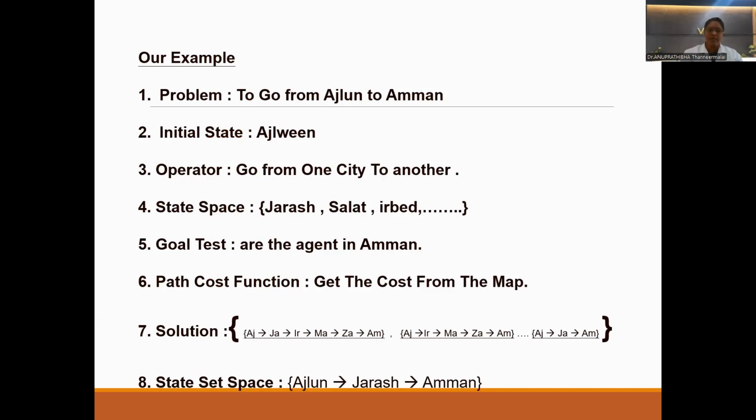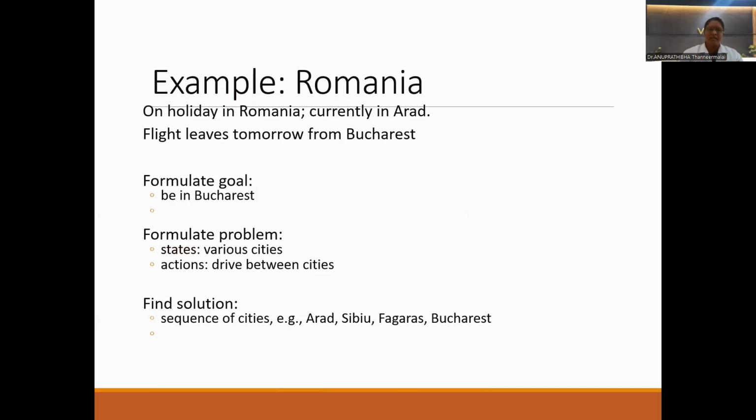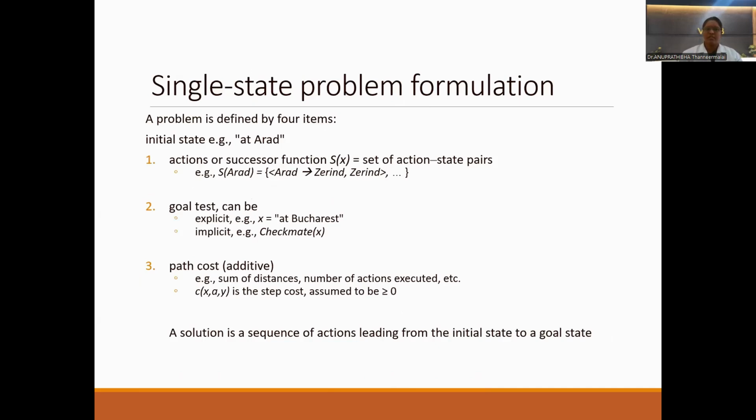This is an example I have given, a problem to go from Aslan to Amman. So this is like the initial state, and the operator is how we move from one city to another city. It's like a transition. And this is one more example from Romania, currently in Arad. The flight leaves from Bucharest. So here we formulate the goal, then formulate the problem, and you can find the solution. And single state problem formulation.